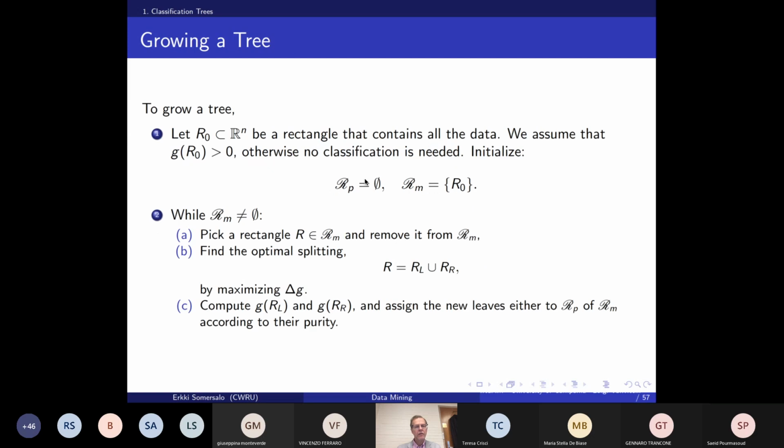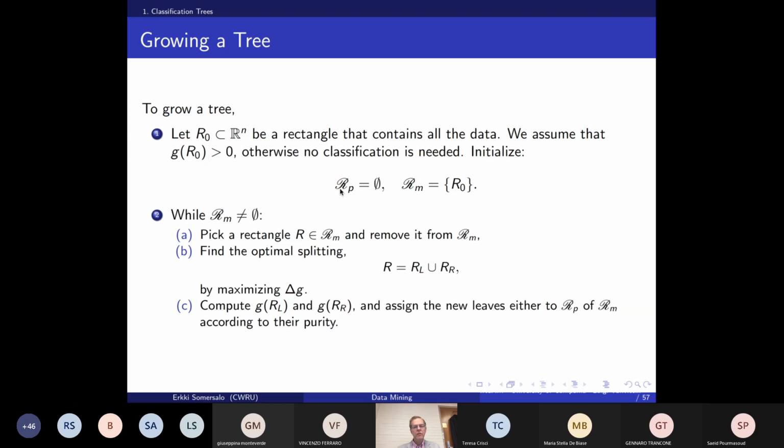So here is the tree growth algorithm in a few words. We start with R0. This is the original rectangle that contains all the data. And of course, we assume that in our original data you have some impurity, because if you don't, then there's nothing to classify really, right? If everything is already in one and only one class, then we don't have any reason to classify anything. So the data has to have some impurity, and therefore the Gini index is positive.